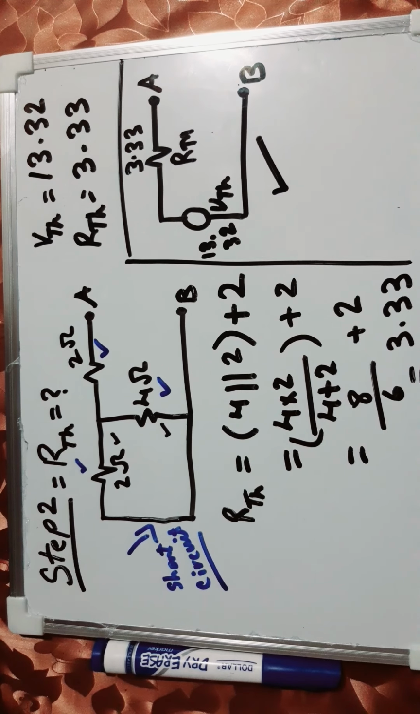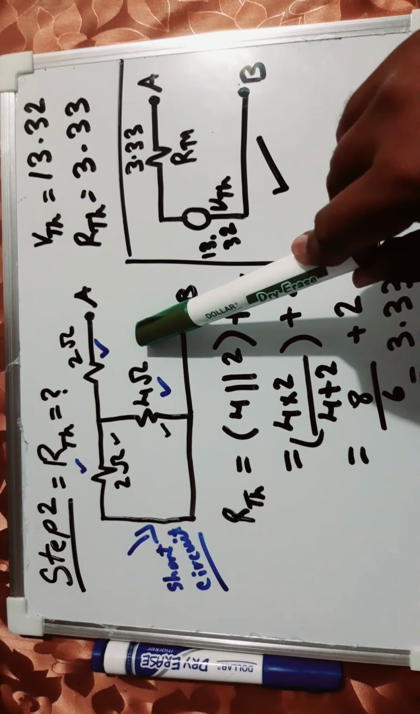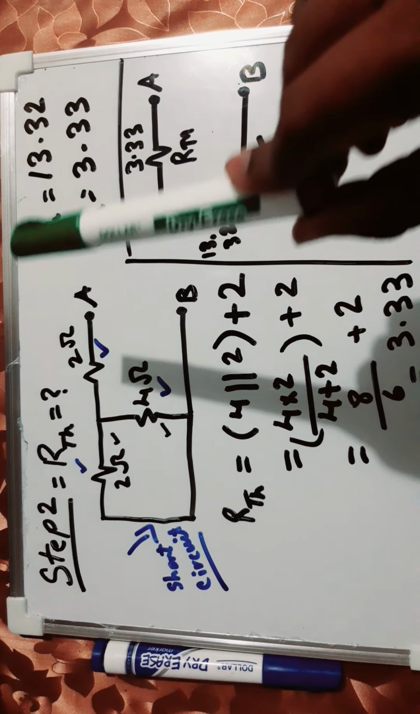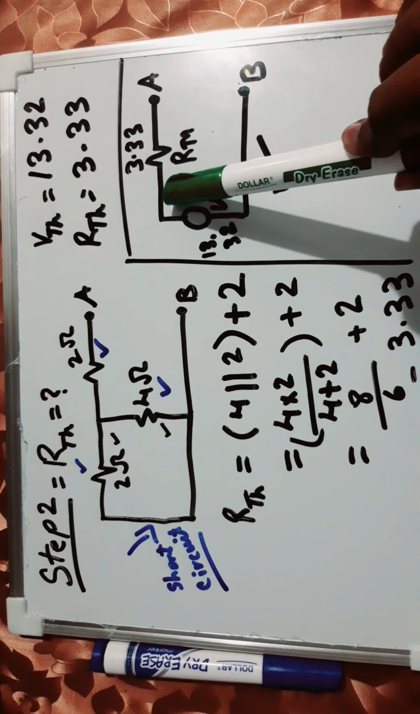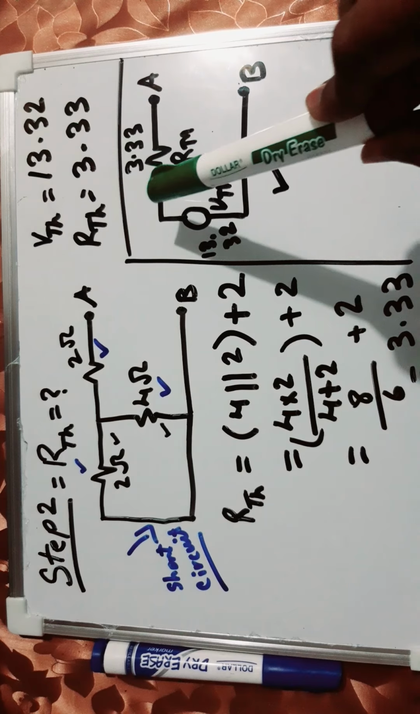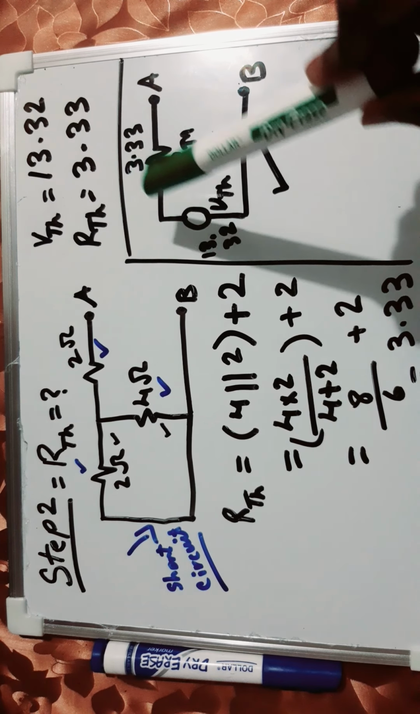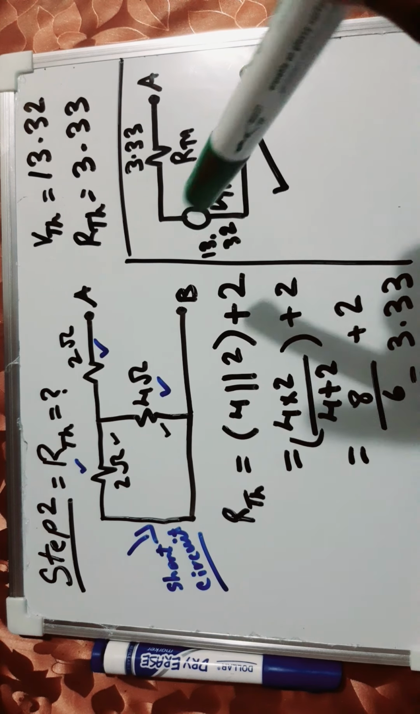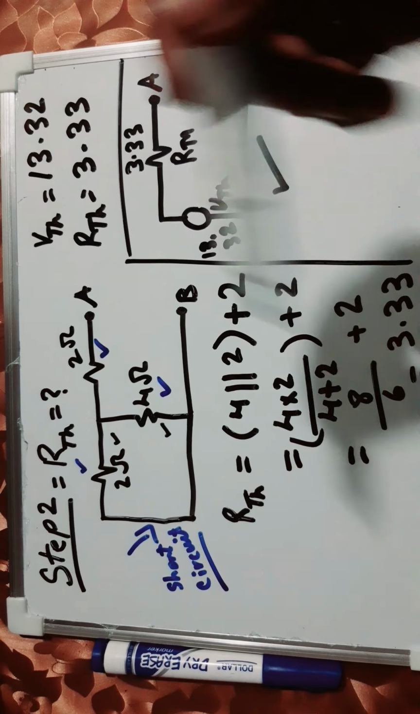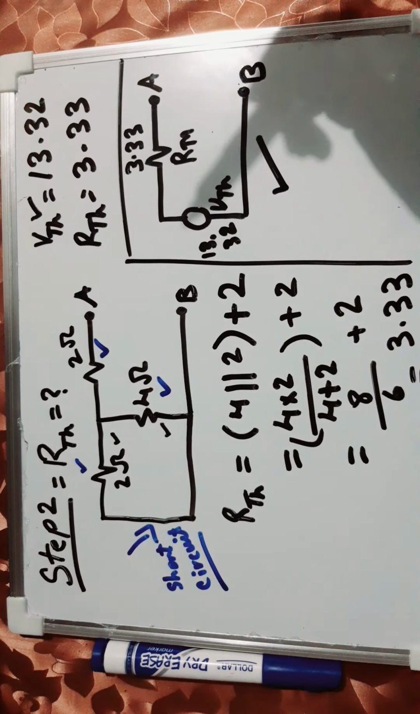So what we learned from this is that whatever linear circuit is given can be simplified through Thevenin theorem. And what is the requirement of Thevenin theorem? The resistance and the voltage should be in series. So we divided into two steps. The first step was to find the Thevenin equivalent voltage.